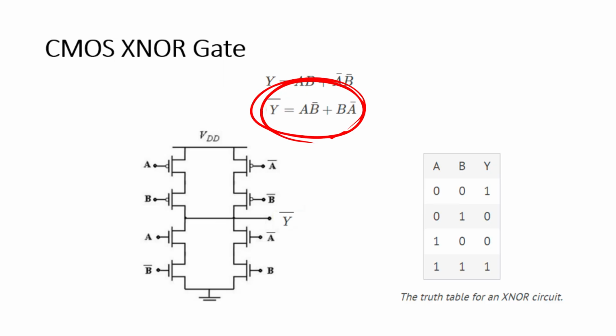Before building the circuit, let's look at the truth table for the exclusive NOR gate. An exclusive NOR gate generates a logic 1 whenever both the inputs are the same, and when both the inputs are different, it generates a logic of 0. Now let's build the circuit.